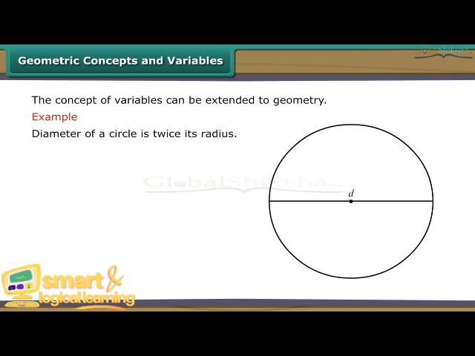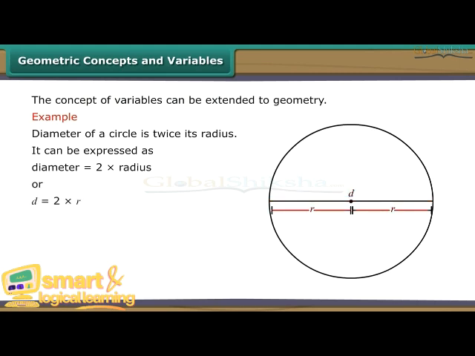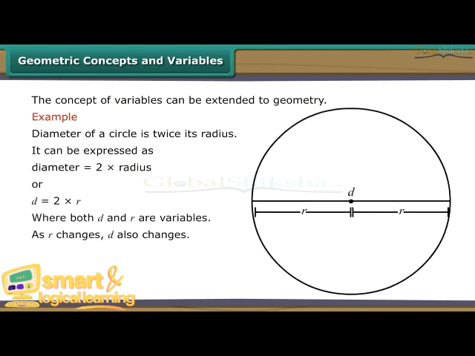Geometric concepts and variables. The concept of variables can be extended to geometry. For example, diameter of a circle is twice its radius. It can be expressed as diameter is equal to 2 into radius or d is equal to 2 into r, where both d and r are variables. As r changes, d also changes. Let us use variables to express perimeters and areas.